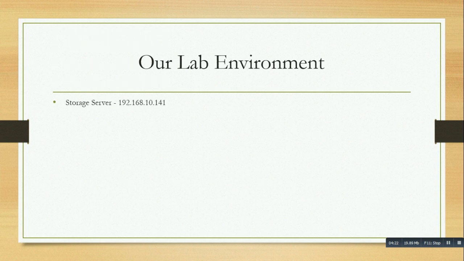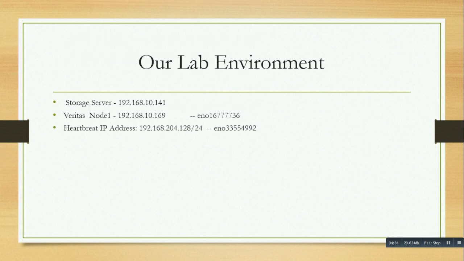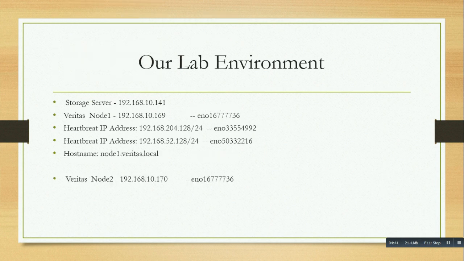Our lab environment. We have one storage server, 192.168.10.141. Veritas node 1, this is my node 1 IP address and the LAN card ID, the first heartbeat IP address, second heartbeat IP address, and the host name of my Veritas cluster. And the Veritas cluster node 2, with the IP address, and this is our host name, heartbeat IP address 1 and heartbeat IP address 2. Now I will show you all my configuration.